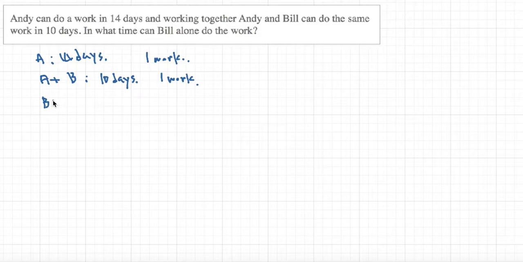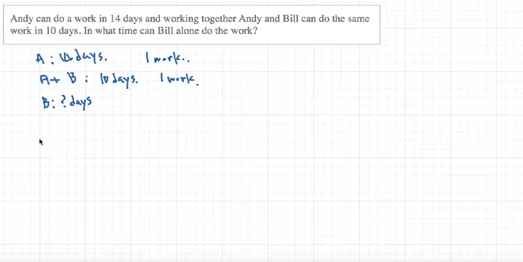So when Bill does the work by himself, how long does it take? That's the question. So let's look at the information we're given. First, for Andy, it takes 14 days to do one work.